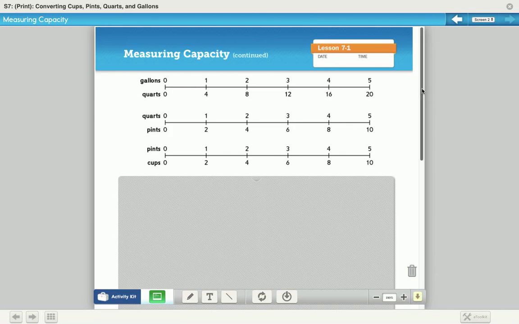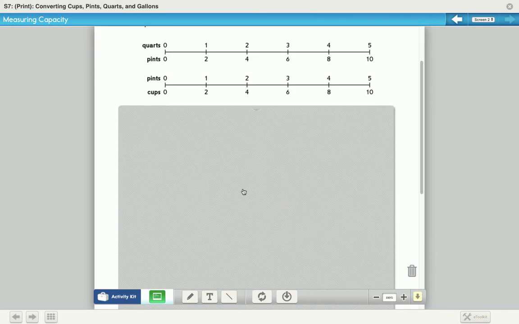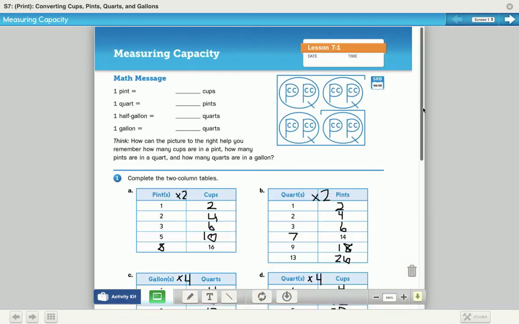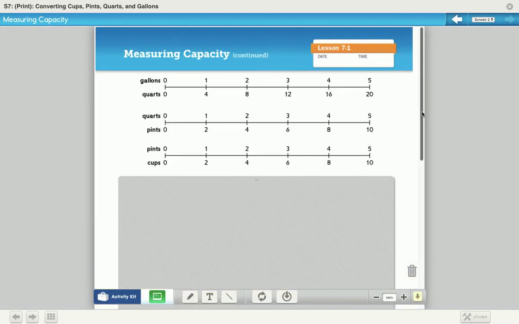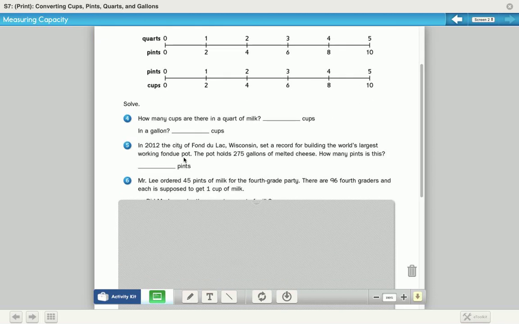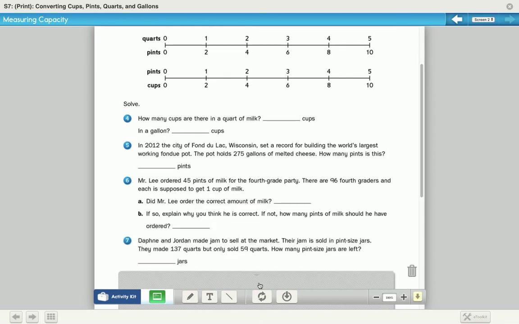Okay, we're just going to use this one and pull this down. So we'd have to take 275 times 8 to figure out how many pints would be in 275 gallons. So you could use your partial products multiplication, lattice, rectangular method to get that.